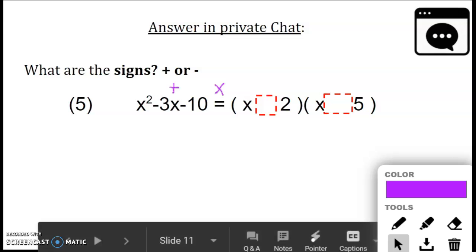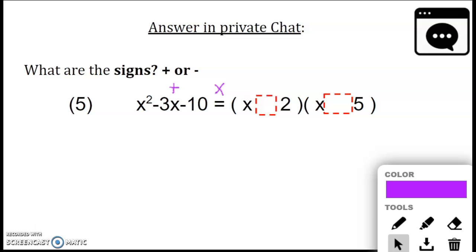All right, so now this time we're looking for the signs. Okay, I want you to tell me in private chat. What do you think are the signs? I've given you the numbers. What do you think will be the signs that are going to give me this as the original equation? Okay, so the product is to be negative 10 and the sum to be negative 3. And I do know that the constants are 2 and 5.